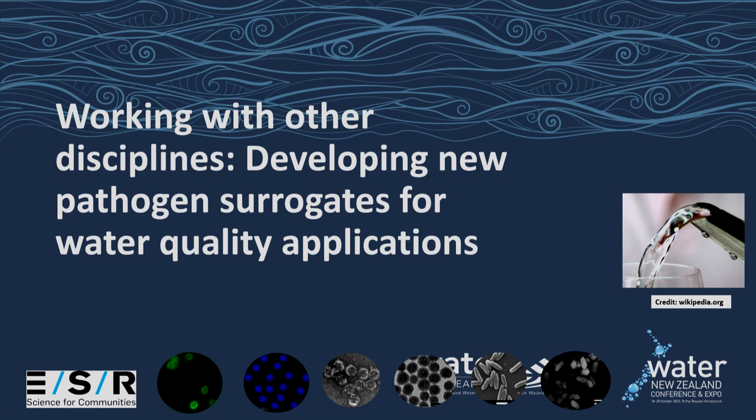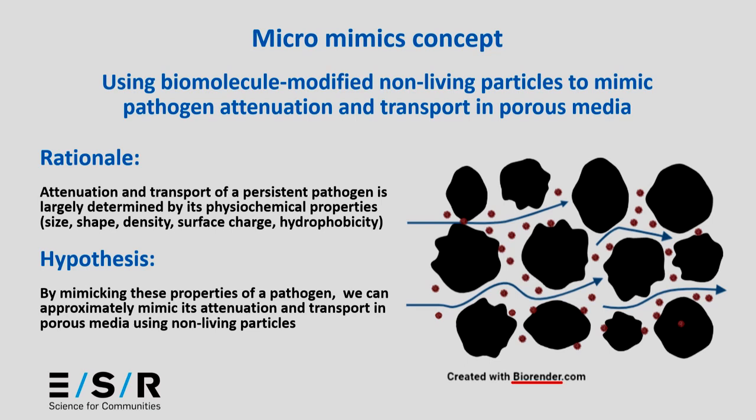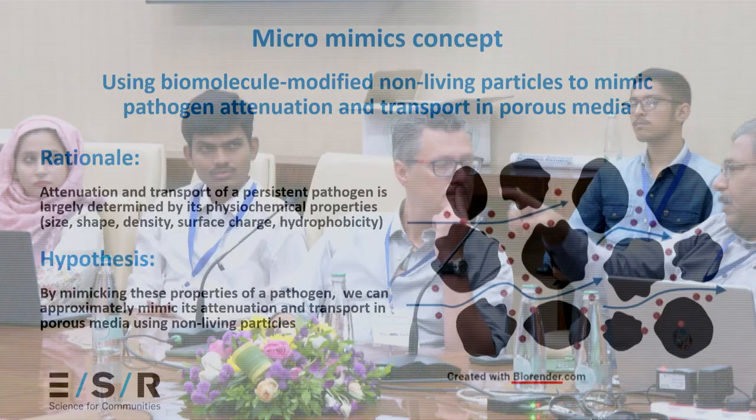And again, on talking about working with other disciplines, I'll be talking about some work that my colleague Li Ping Pang has been doing for the last almost 10 years, where she's trying to develop surrogates of pathogens to assist us in understanding the dynamics of pathogen transport and survivability. The whole idea is that you can create something synthetic, that is manageable, safe to work with in the field or in the lab, that will have the same characteristics as the actual pathogen.